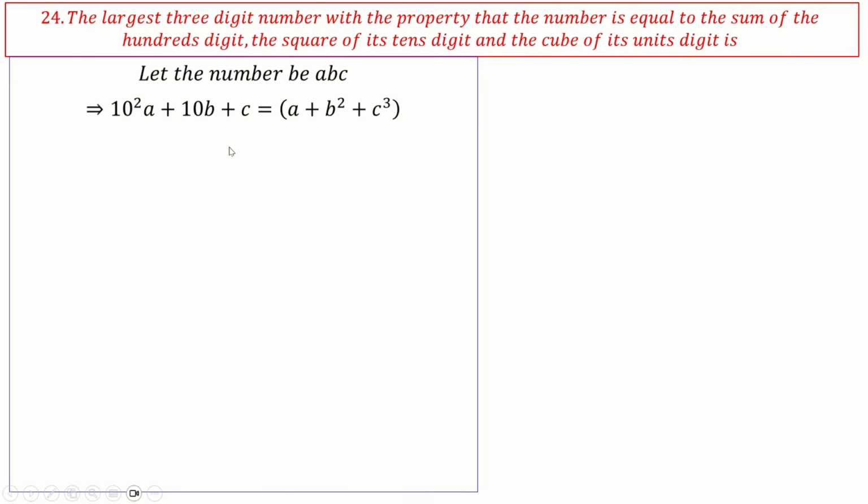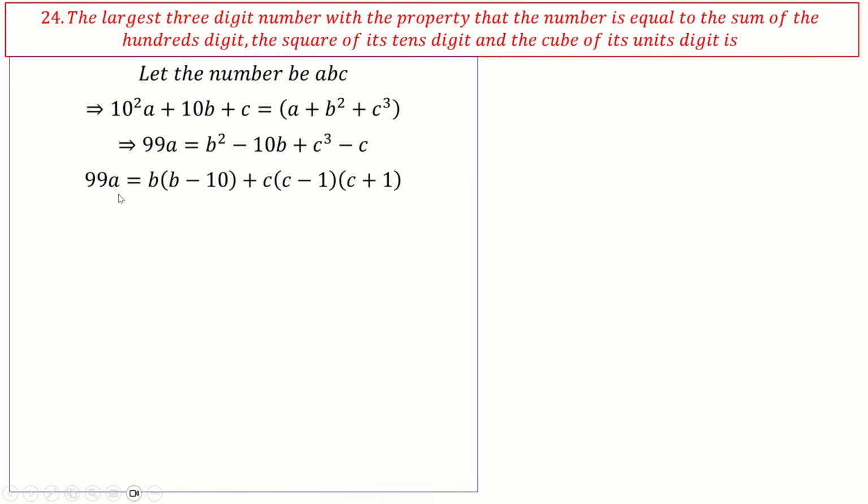Okay, so this is what the given equation is. Now once you know this one, it is all about simplification. So 99A equal to B square minus 10B plus C cube minus C. Okay, next, 99A is nothing but B into (B minus 10) plus (C minus 1) into C into (C plus 1). Okay, continuous 3 digits here, correct?